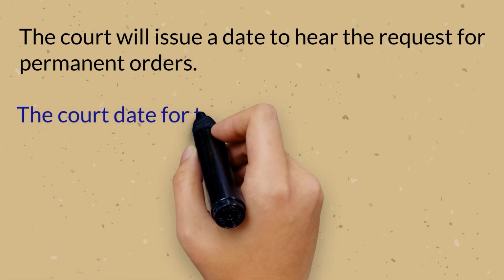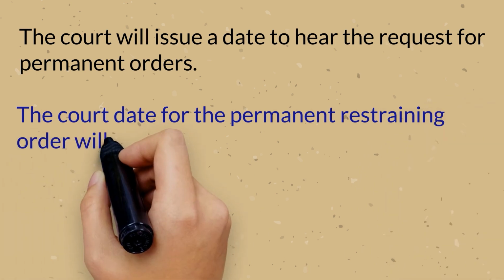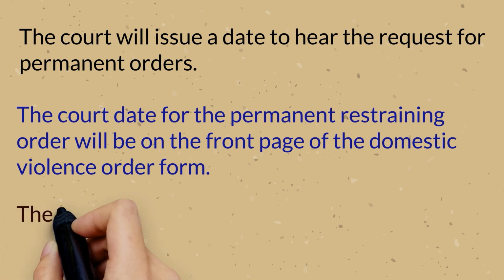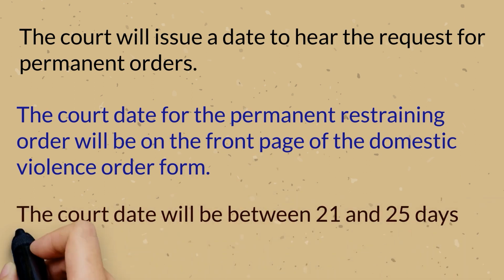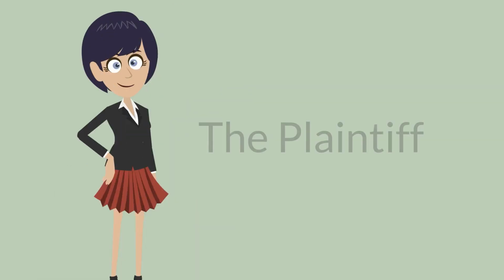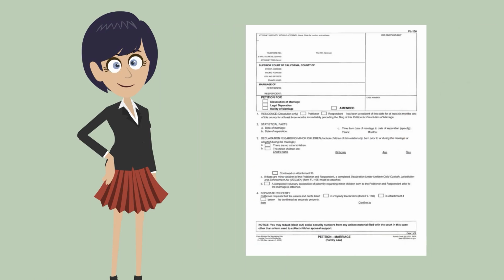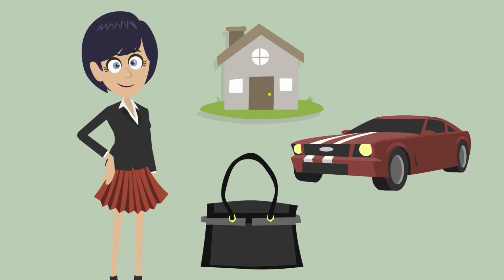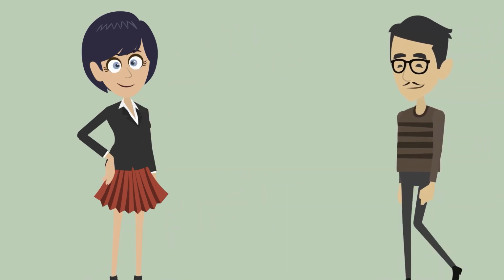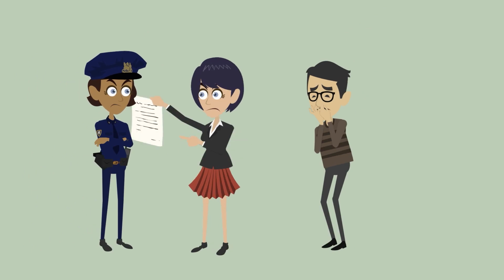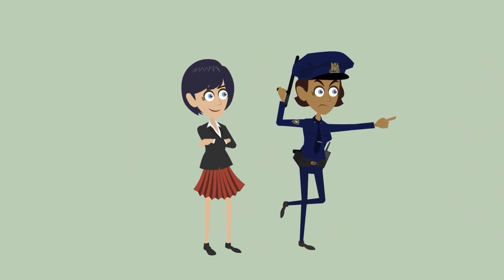The court date for the permanent restraining order will be on the front page of the Domestic Violence Order Form. The court date will be between 21 and 25 days from the date of the temporary restraining orders. If you are the plaintiff in a domestic violence restraining order case, keep a copy of the temporary restraining orders at your house, in your car, and on your person. This way, if the restrained person, i.e. the defendant, violates the temporary restraining orders, you will have a copy ready to show law enforcement personnel.